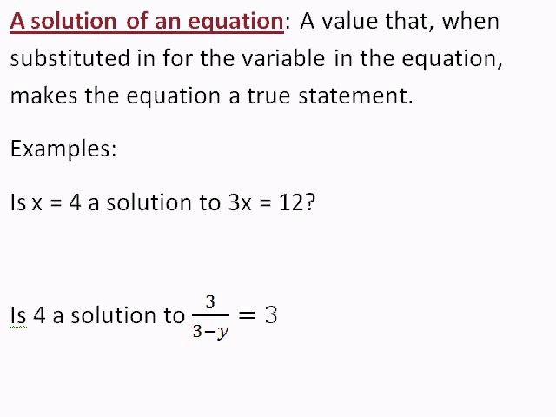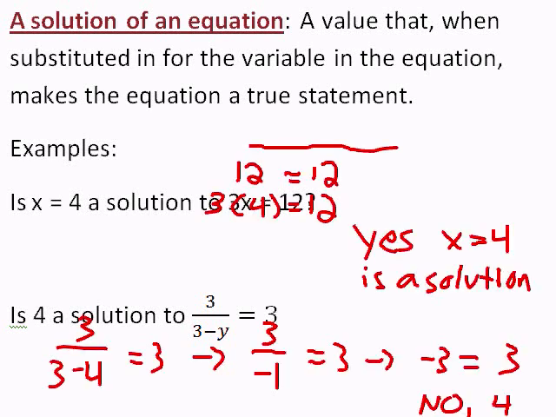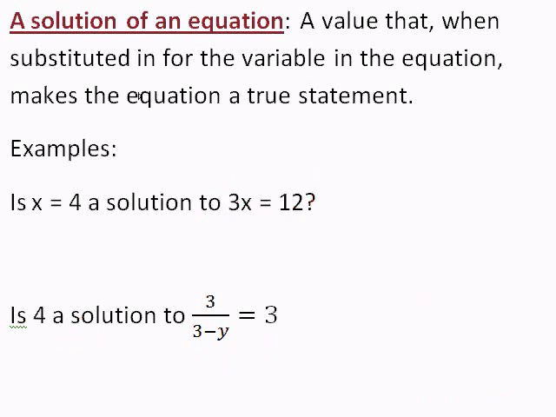We're on to our last vocabulary word of the first objective, which is a solution of an equation. A solution of an equation is a value that, when substituted in for the variable in the equation, makes the equation a true statement. So is x equals 4 a solution to 3x equals 12? To determine if x equals 4 is a solution, we're going to substitute 4 in for x. So it's going to leave us with 3 times 4 equal to 12. 3 times 4 is 12, equal to 12, which is a true statement.